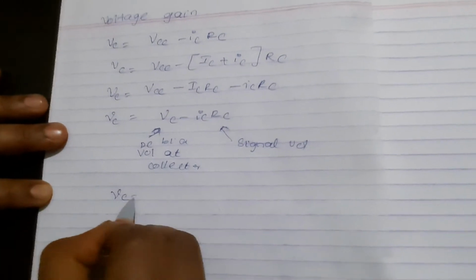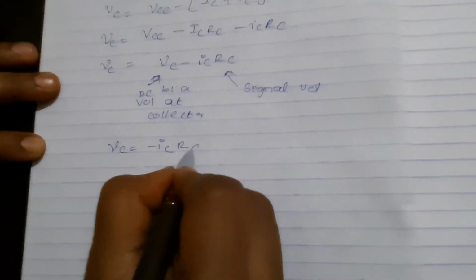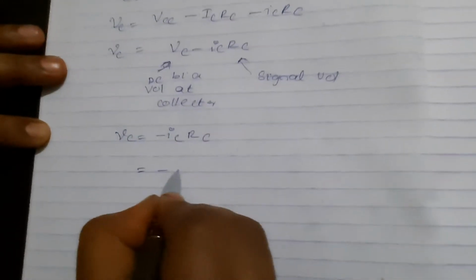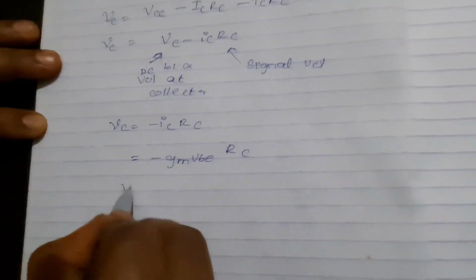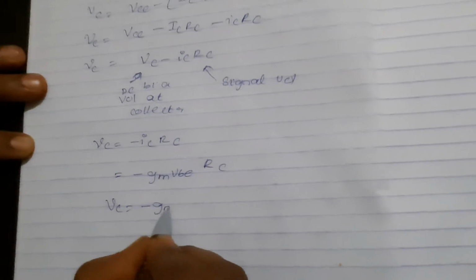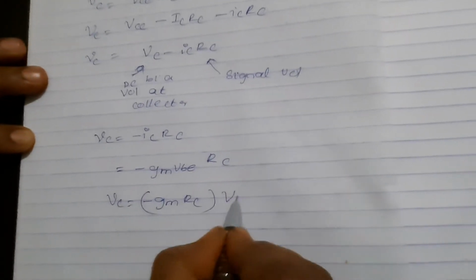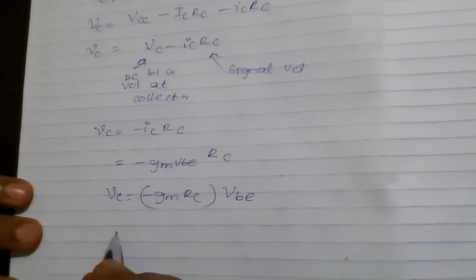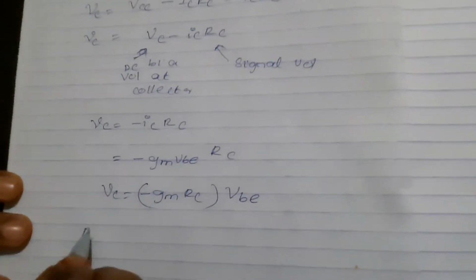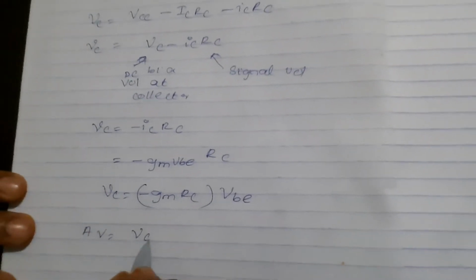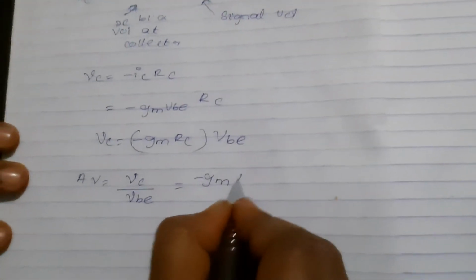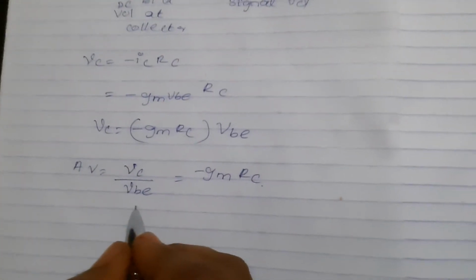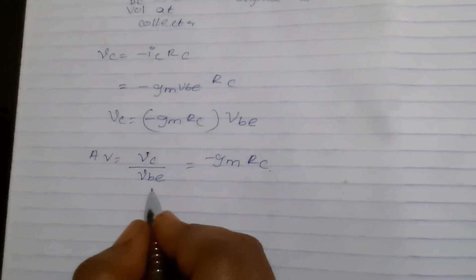Now I can write vc as minus ic into RC, or ic becomes minus GM into VBE RC, as it is. So vc becomes minus GM RC into VBE. I'll rearrange it: the voltage gain of the amplifier AV is equal to vc by VBE, which is equal to minus GM into RC. Now this is the gain.